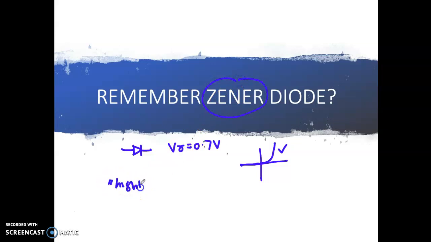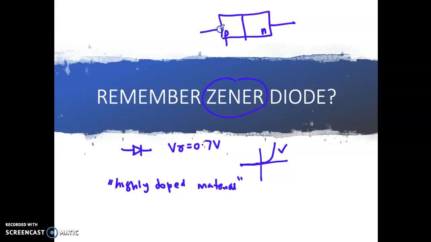Because it is a highly doped material. When we're talking about highly doped material, what does that mean? Let's recall what your diode is. Your diode consists of P and N side by side, right? When it is normally doped, it means your majority carriers, holes and electrons, are in normal numbers. But when we're talking about a Zener diode, it is highly doped, which means there will be a lot of holes and a lot of electrons inside.